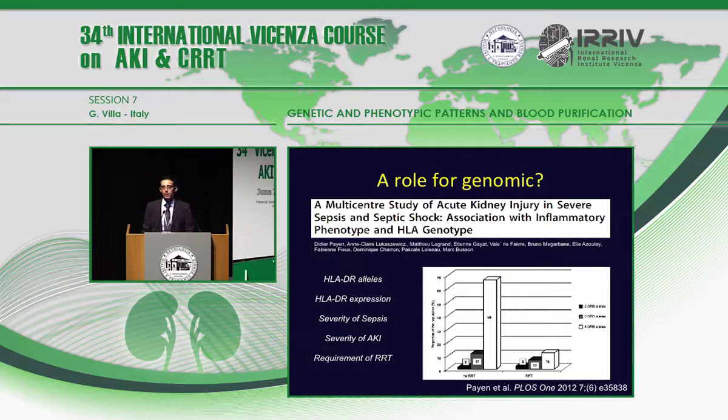The role of genomics is well established in septic patients, but very few studies are present in septic patients treated with blood purification therapies. Just in a few studies, we have observed a difference in HLA alleles in genomics of these patients, which is correlated to the expression of HLA and the severity of sepsis, the severity of the AKI, and to the requirement of renal replacement.